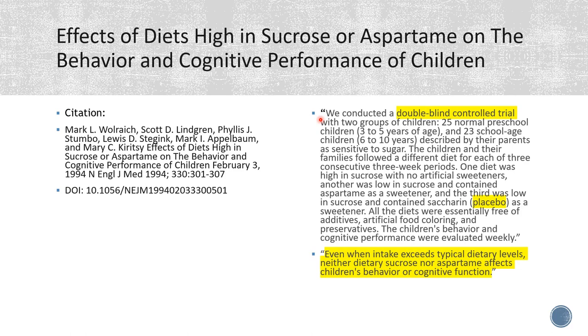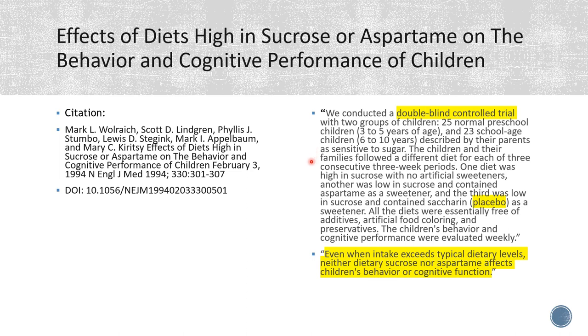They used saccharin, which is a sort of fake sugar. It has no calories, sort of like diet candy. So the idea was this: they got two groups of children, normal 3 to 5 year olds and some school-age 6 to 10 year olds that were described by their parents as sensitive to sugar. So all of the children in this study were ones whose parents thought they were sensitive to sugar.